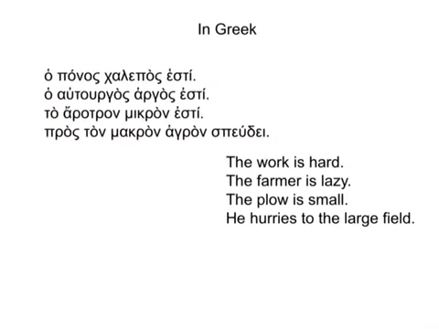In predicate position, this adjective can be put sort of wherever in the sentence, but when an adjective is in attributive position, then you have to put it in between the noun and its article, or you at least have to put it after an article. So this sentence, pros ton makron agron speudei, he hurries to the large field, could also be pros ton agron ton makron speudei. That would mean exactly the same thing. What you couldn't say, and still have it mean the same thing, is pros ton agron makron speudei. That would mean something different.